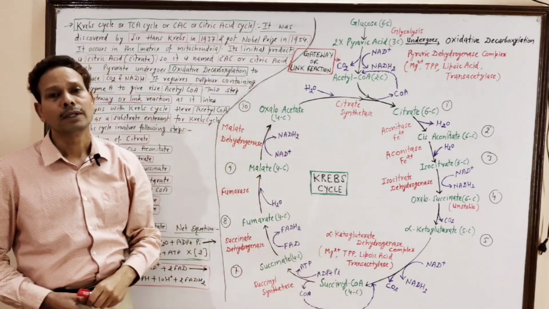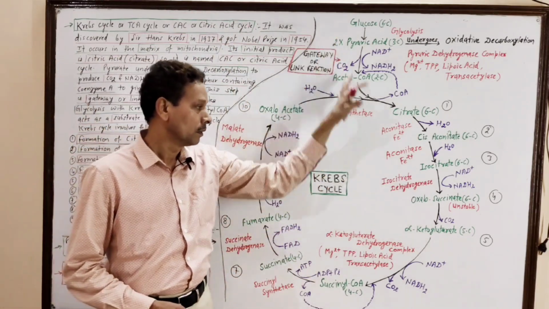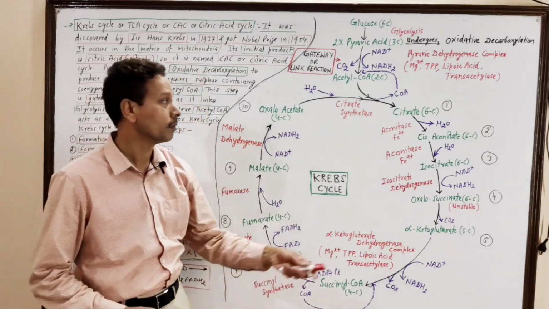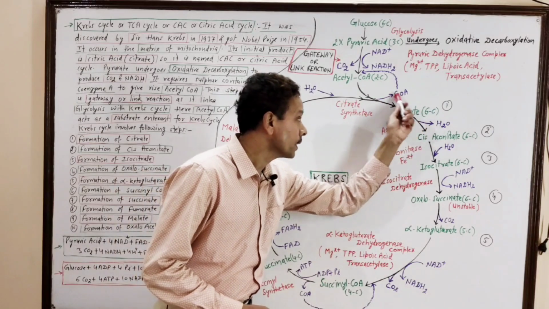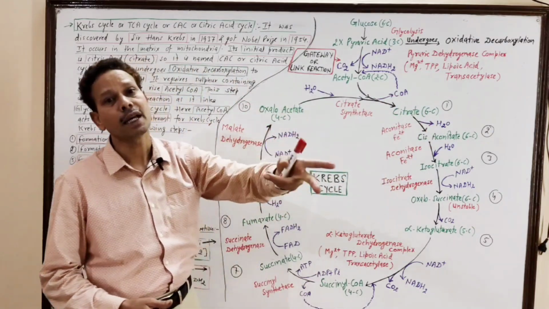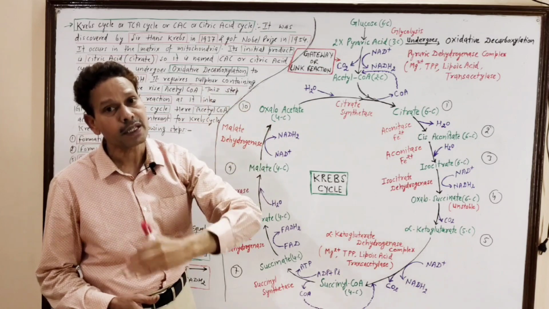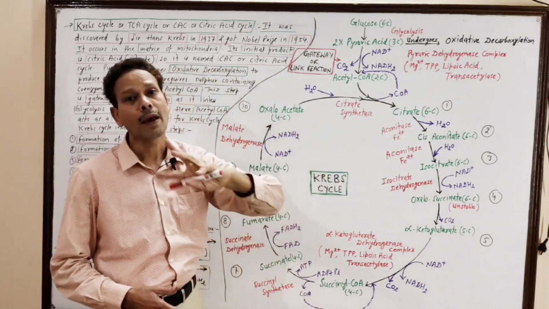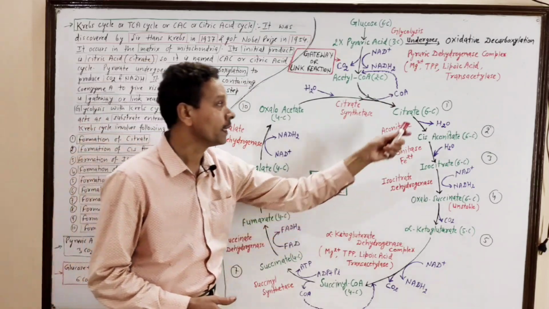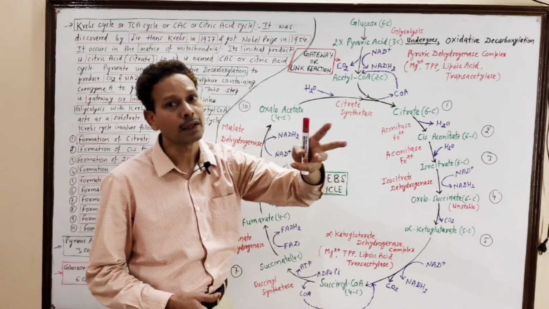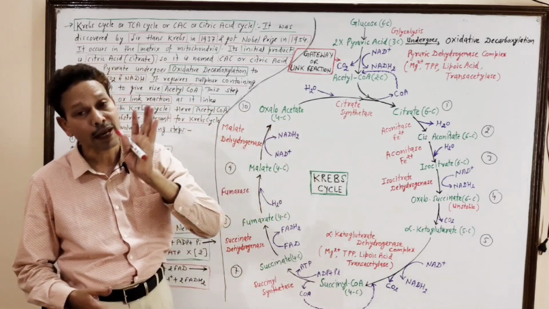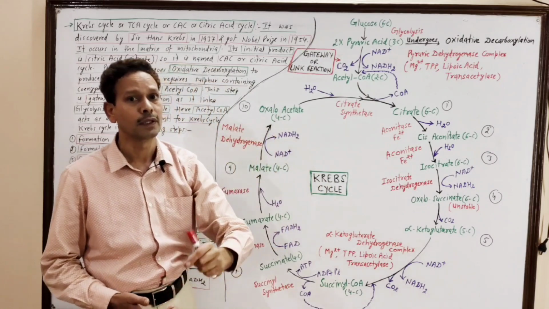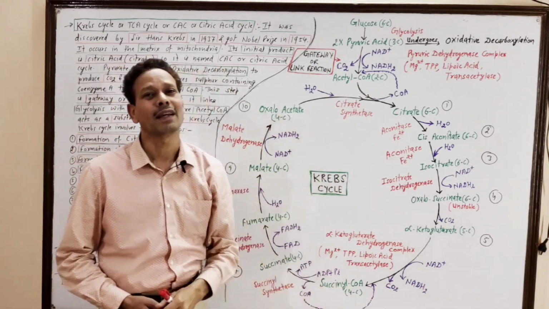Dear students, this is all about Krebs cycle, TCA cycle, tricarboxylic cycle, because the first initial product is citrate, citric acid. So it is CAC, citric acid cycle, and this citrate citric acid has 3 carboxylic groups. So it is TCA, tricarboxylic acid cycle. That was discovered by Sir Hans Krebs. So it is Krebs cycle.